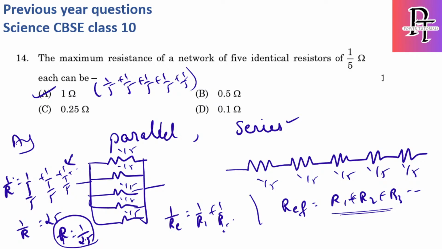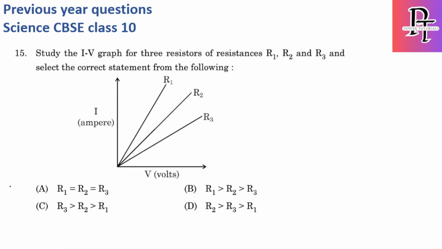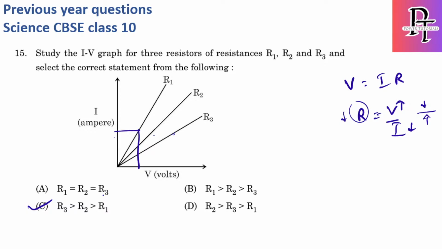Okay, let's move to the next question. The study of the IV graph of three resistances R1, R2 and R3. Select the correct statement from the following. They have mentioned the IV graph here, and they are asking to find the relation between the resistors. For R with respect to Ohm's law, we have V equals IR, so R equals V by I. To have the highest resistance, V should be high and I should be low. If V is low and I is high, R will be low.